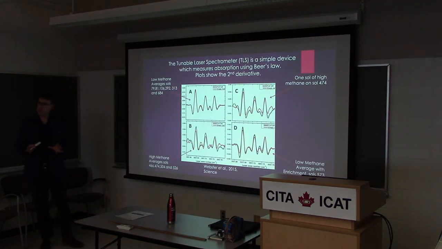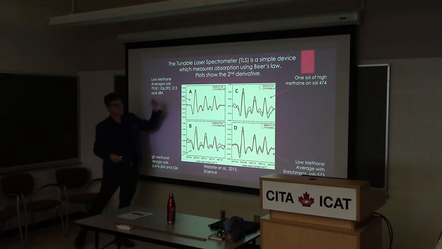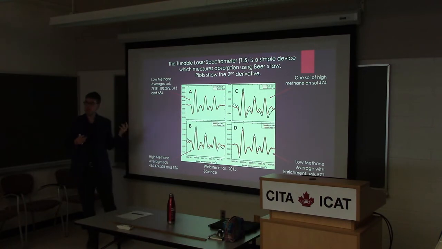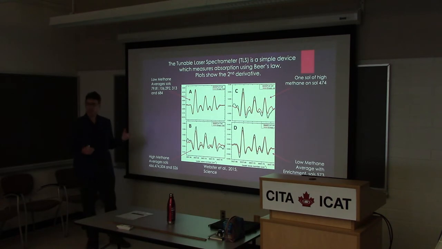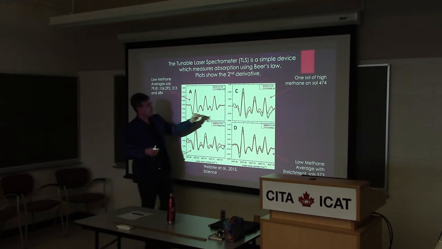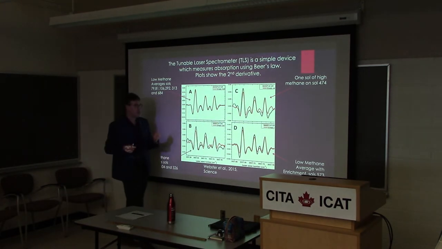Just in case you're curious what a detection looks like, I know this is the Institute for Theoretical Astrophysics, but if I may show you a little data for a minute here, this is what a low methane sol looks like. The empty cell, so when there's no methane in it, is the red line. The black line is the full cell. So when these lie on top of each other, we haven't added anything that absorbs into the container.